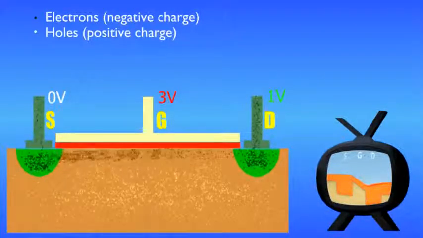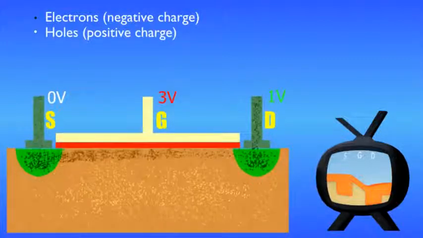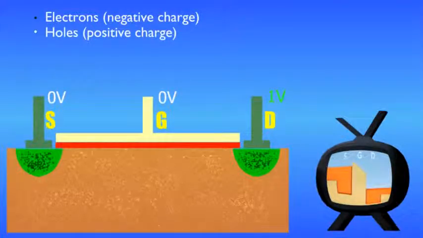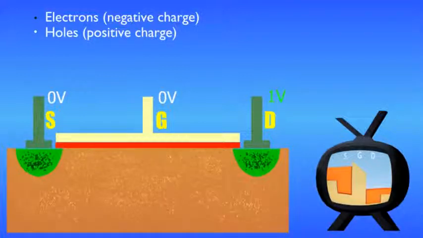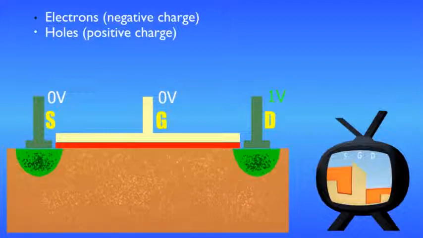Under these conditions, the device behaves like a switch in its on state. If the voltage is not high enough to lower the barrier, there's no current, and the device behaves like a switch in its off state.